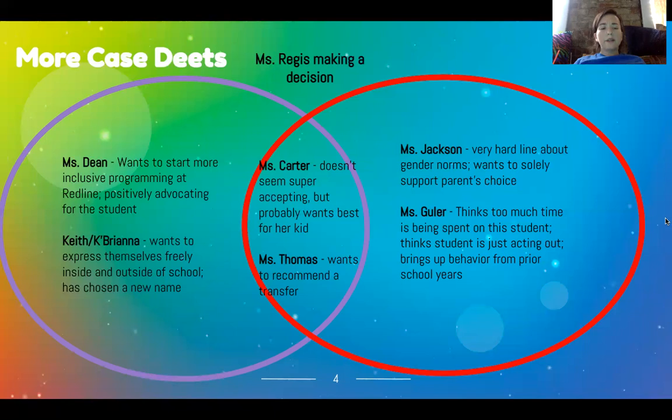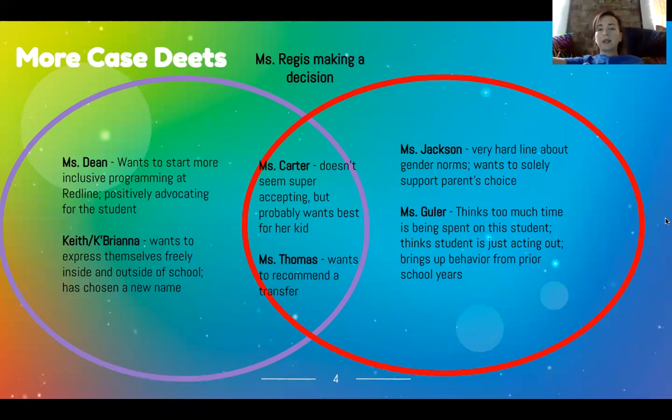And they've chosen a name for themselves. So their birth name is Keith. Their chosen name is K. Brianna. And so they probably have put some thought into this. It's probably not a new thing for them, but it's probably a new thing that they're expressing out loud.